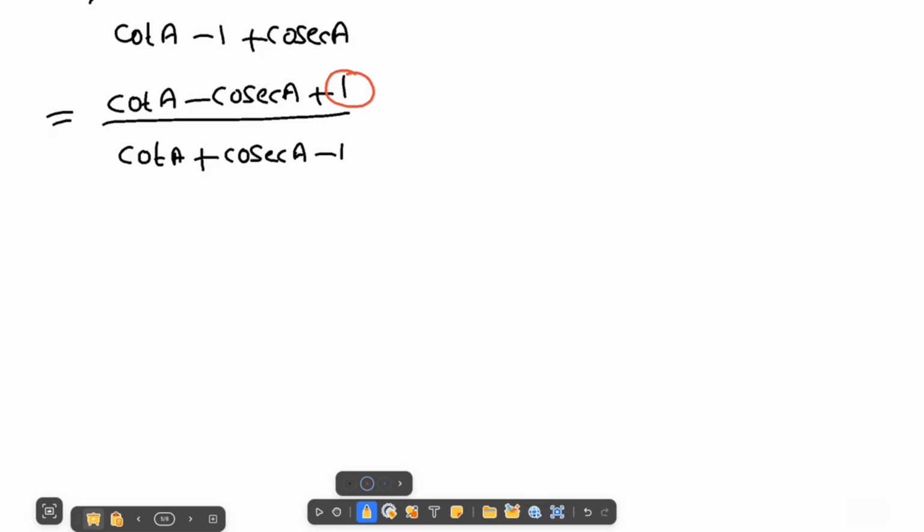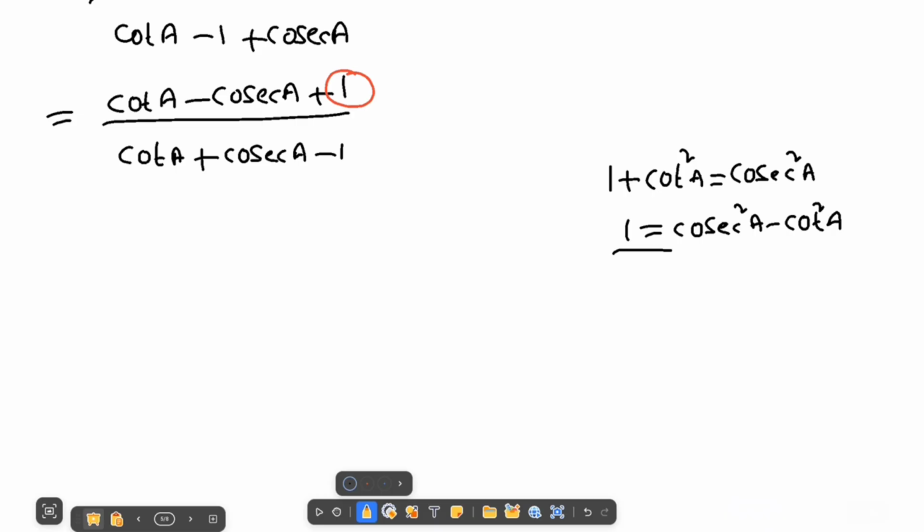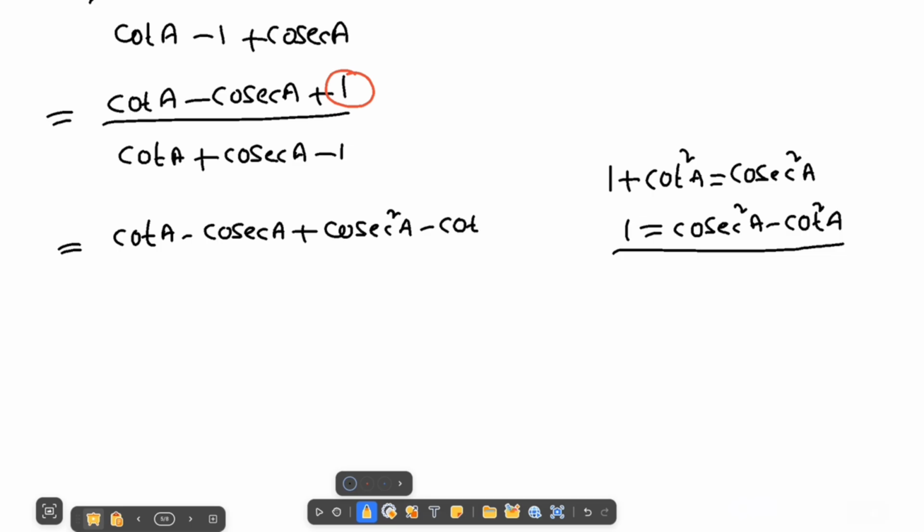So let's take the third identity. What is the third identity? 1 plus cot square A is equal to cosec square A. If you send cot square A to the right side, it becomes 1 equals cosec square A minus cot square A. That means in place of this 1 we can write cosec square A minus cot square A. So cot A minus cosec A, in place of plus 1 you can write cosec square A minus cot square A, whole by cot A plus cosec A minus 1.